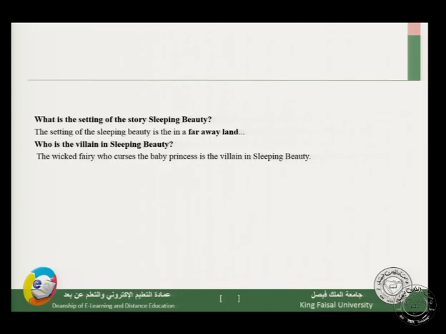We have the wicked fairy who causes the baby princess to sleep. She is the villain in Sleeping Beauty. So in the fairy tale, the one who causes the baby to sleep is the villain. It's the wicked fairy.